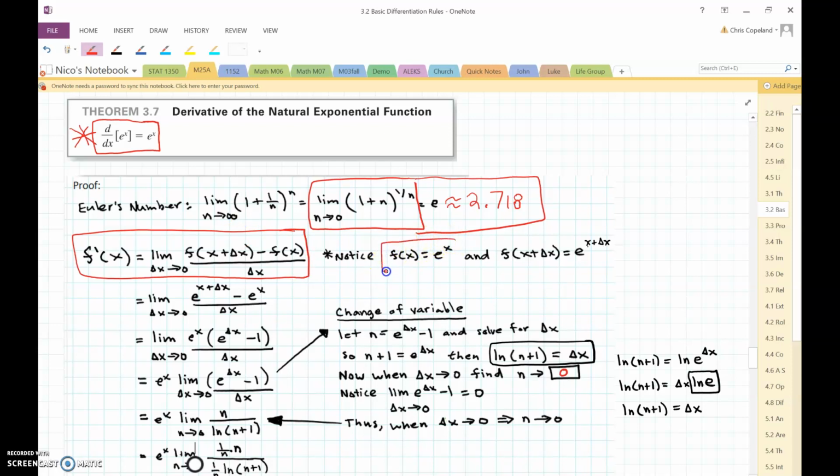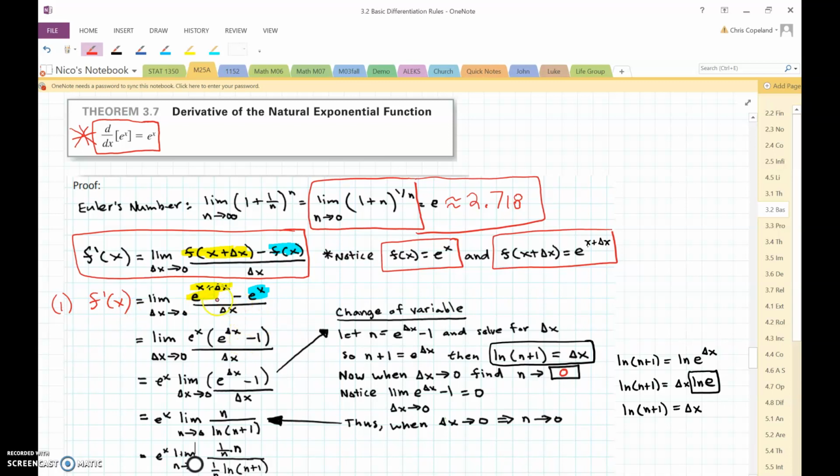Notice that f of x equals e to the x, so f of x plus delta x would equal e to the x plus delta x. Now through substitution, f of x plus delta x becomes e to the x plus delta x, and f of x becomes e to the x. So that's the first step, and I think that's pretty straightforward for most of us.